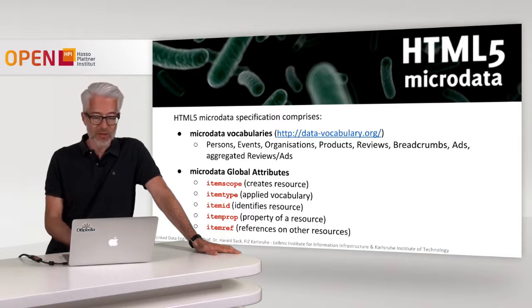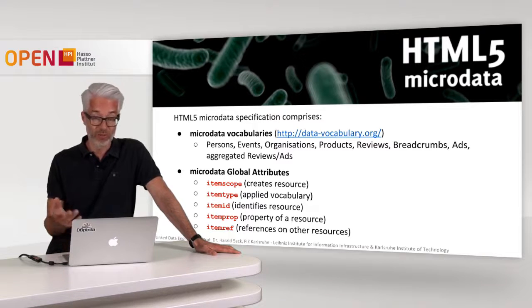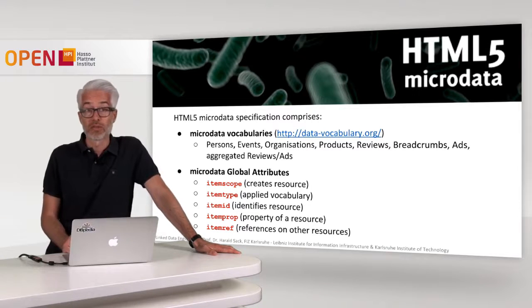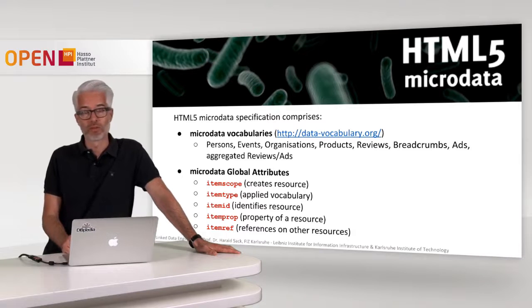So we have itemscope to create a resource. We have itemtype to say what kind of vocabulary is applied. We have itemid to identify resources. We have itemprop for properties. And we have itemref for references to other resources. And there are lots of microdata vocabularies for persons, for events, for organizations, products, reviews, and so on and so on.